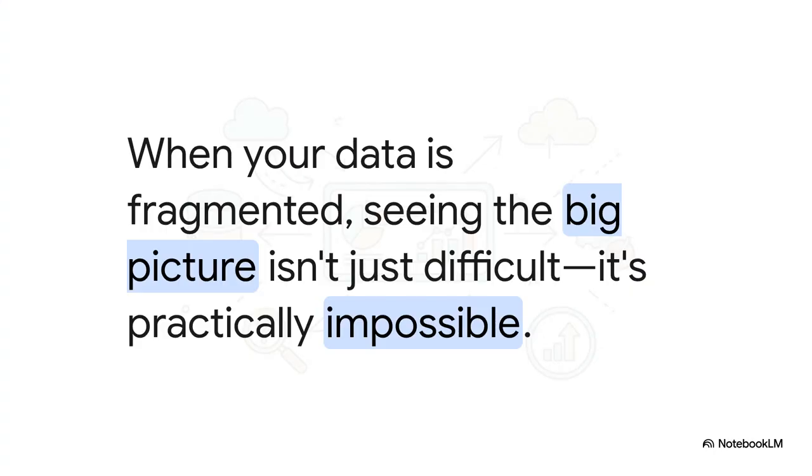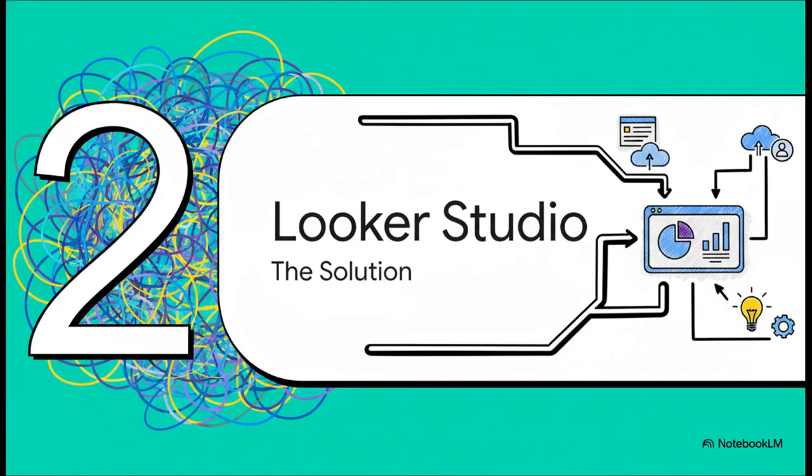And here's the bottom line. When your data is split across 5, 6, or even more places, seeing that big picture isn't just hard, it's pretty much impossible. You're constantly jumping between tabs, trying to connect the dots, and they just don't want to connect. But what if you could untangle that messy web of data? Well, that's where this really powerful tool called Looker Studio comes into the picture. Let's take a look at how it can bring some serious clarity to all that chaos.